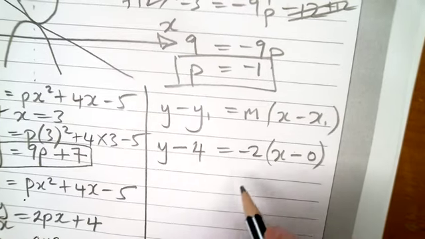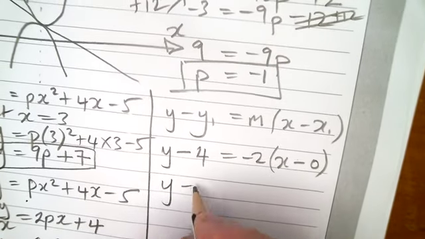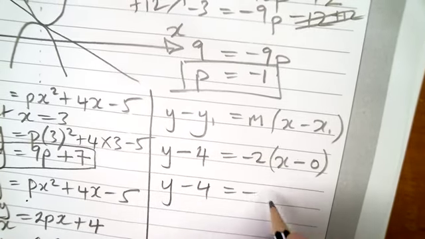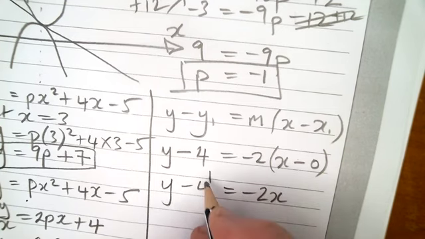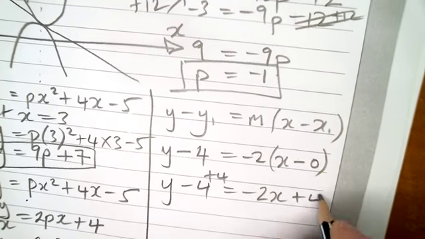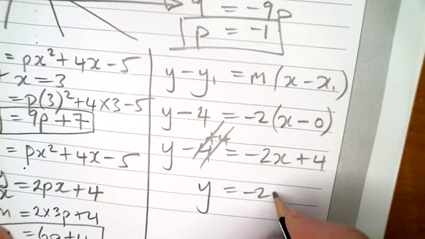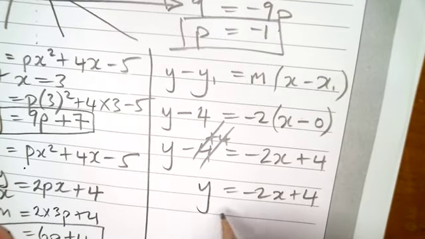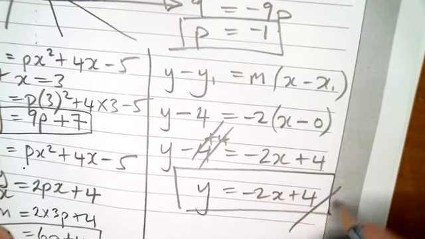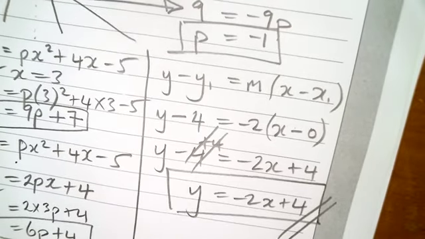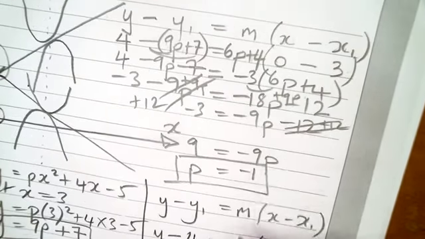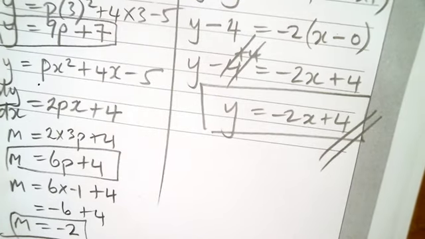So let's go ahead. And so y minus 4 is equal to negative 2x, adding 4 to both sides. Y is equal to negative 2x plus 4. And there is my solution. So p was equal to negative 1, and y was equal to negative 2x plus 4. And that's how I would find the answer.